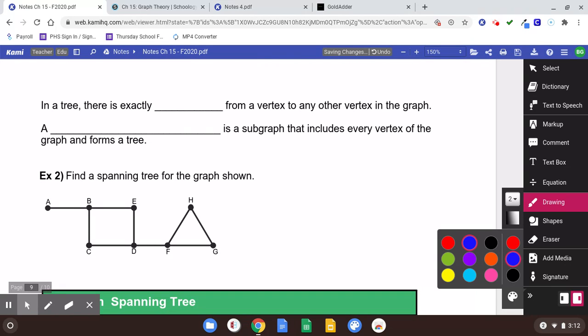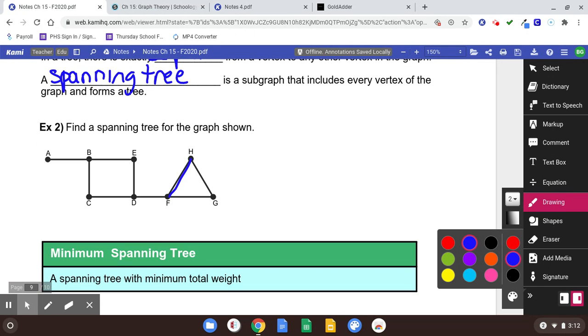In a tree, there is exactly one path from a vertex to any other vertex in the graph. A spanning tree is a subgraph that includes every vertex of the graph and forms a tree. Number two says, find a spanning tree for the graph shown.